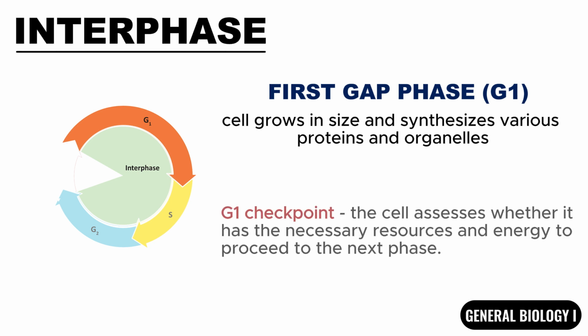G1 also includes a checkpoint, where the cell assesses whether it has the necessary resources and energy to proceed to the next phase. If everything checks out, the cell moves on to DNA replication.